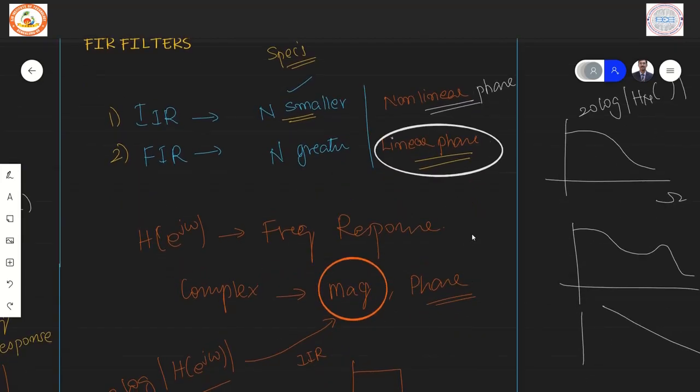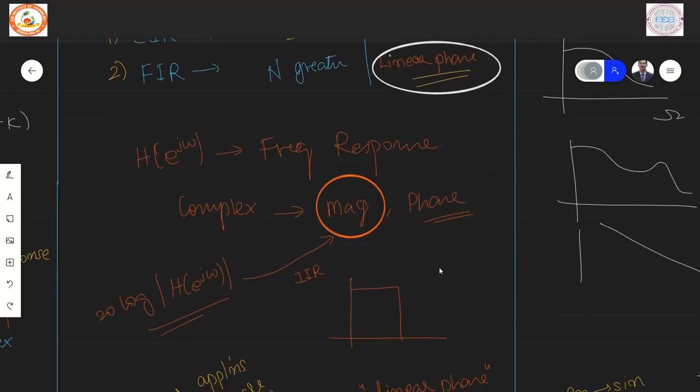We have already discussed the role played by the frequency response. The frequency response is a complex value, hence we can get two plots. One is called a magnitude plot, the other is called a phase plot. The magnitude can be typically expressed in terms of dBs by taking 20 log of H of e power of j omega.